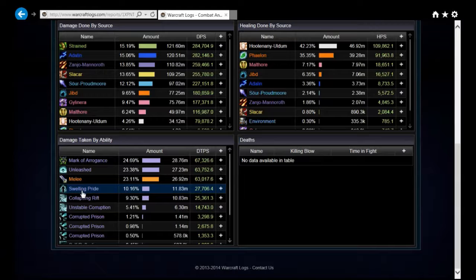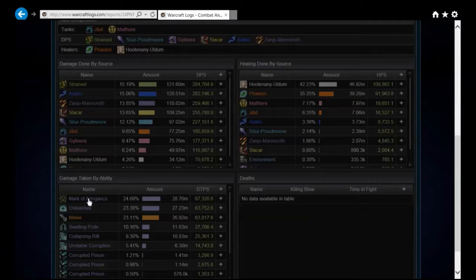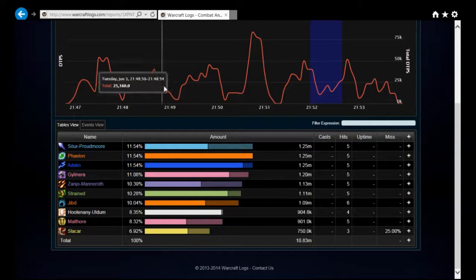And you have your Swelling Pride. It's another thing we use raid CDs for. But the two that I really want to look at here are Collapsing Rift and Unstable Corruption. And this is where I think Warcraftlogs really stands out. So I can click on Collapsing Rift, and it will take me to another page.